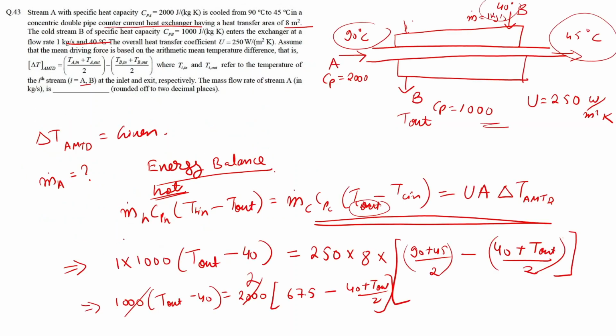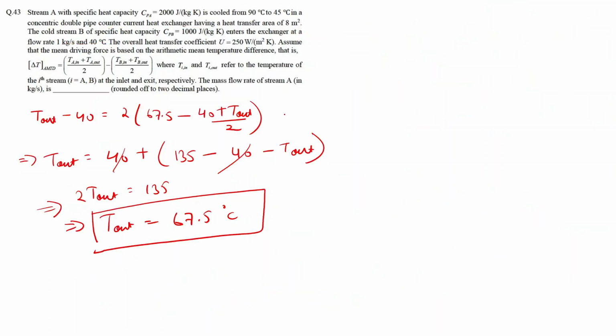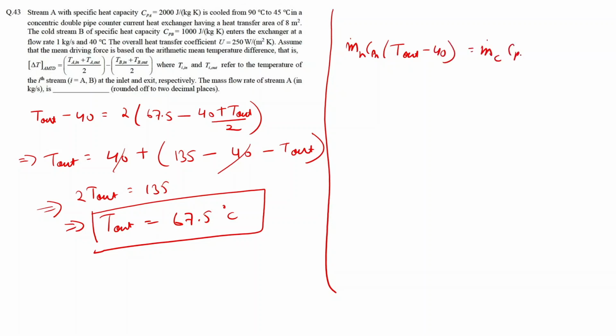Now we will be using this energy balance between hot and cold fluid to find the required mass flow rate of A. So let's just write it as m dot A into Cp of A into the temperature difference equals m dot c into T out minus Tc in, into CPC.